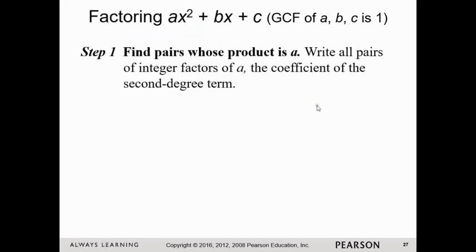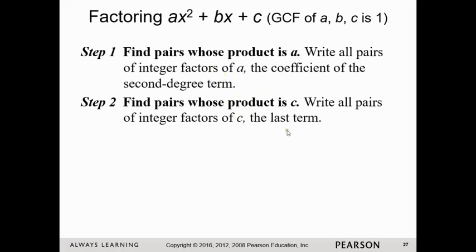So first, once again, we have a trinomial that has a number other than 1 as the leading coefficient. So our first step is to find pairs whose product is A. And we write all of these pairs out. And that's A, the coefficient in front of the first term. Then we find pairs whose product is C. We write all of these out.